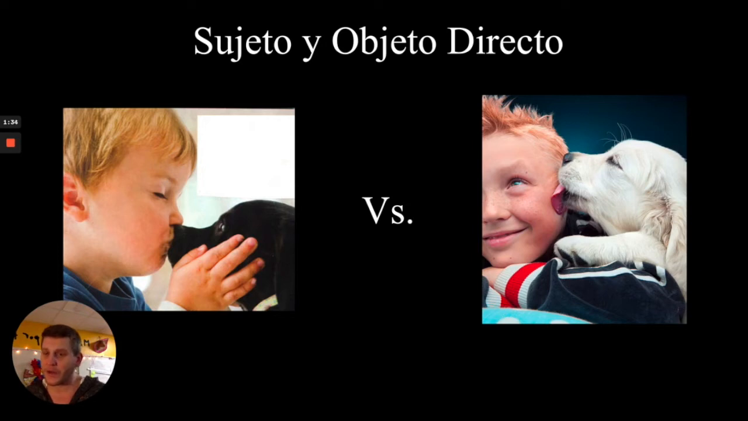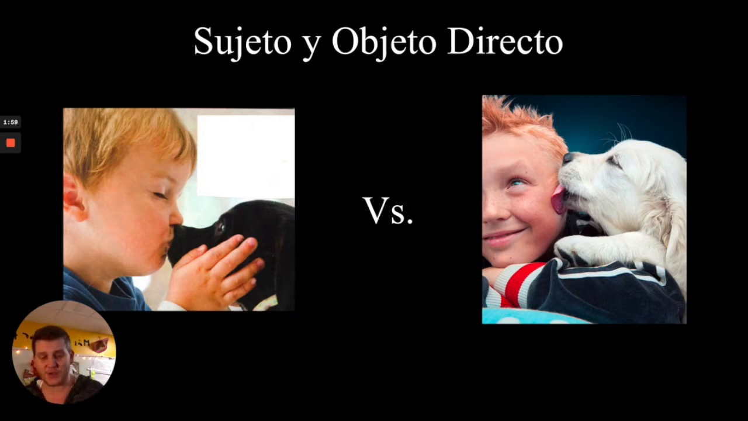But for us, we need to know that the subject is the thing doing the action. It is who or whatever is doing the action in the sentence. And then the thing that is acted upon is called the object. So if I hit the ball, I is the subject, the ball is the object, the direct object. I acted upon the ball.